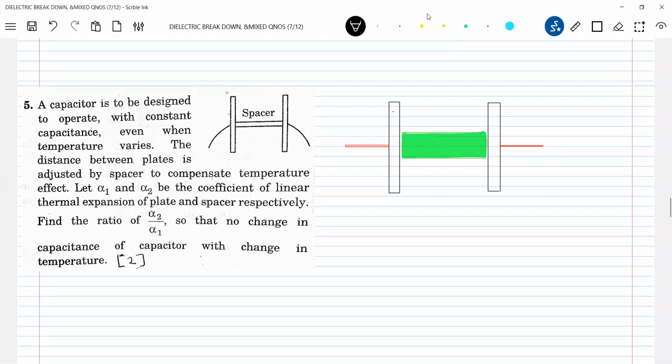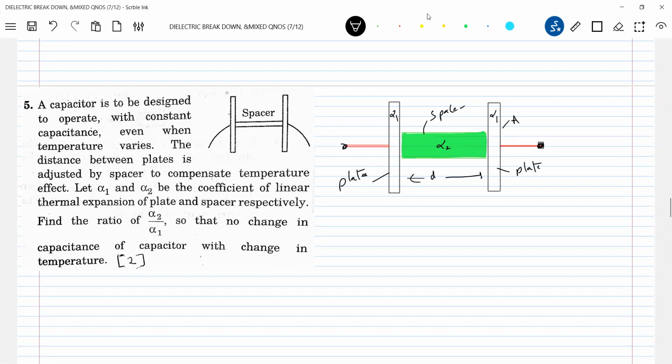So this is alpha 1, this is alpha 2. This is having area of cross section A. This is, I think, that spacer. This is a plate, this is a plate. Okay, now I think you are able to get an exact picture. No change in capacitance with change in temperature.